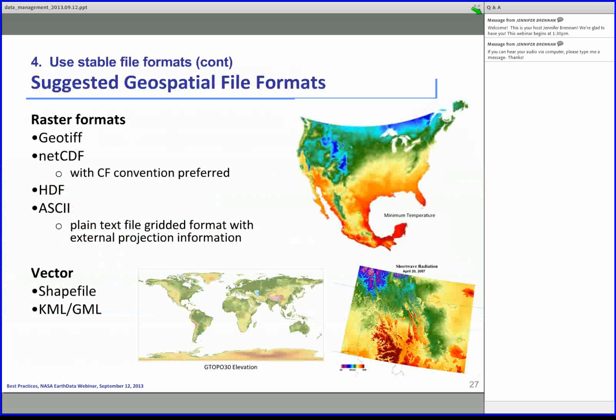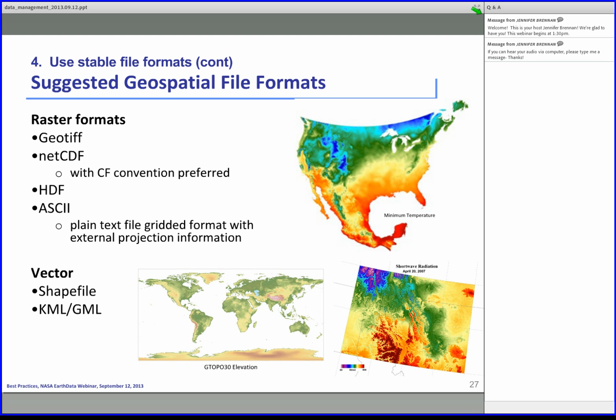That was for tabular data. Now for geospatial file formats, we suggest the following for raster data, gridded data. GeoTIFFs has become very popular. NetCDF is very popular with modelers. For remote sensing folks, HDF is popular. And then there's also an ASCII grid format that allows people to place all the raster values into this ASCII format and then be able to map them.